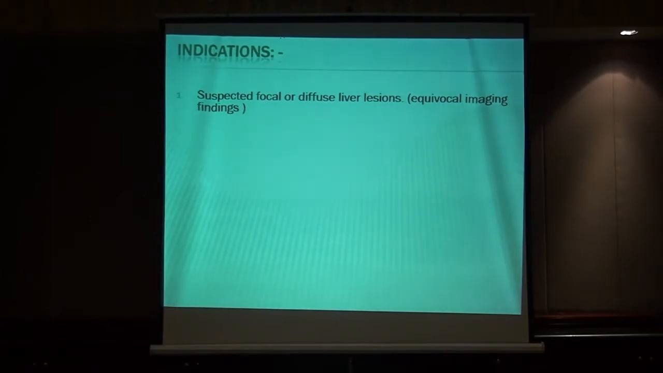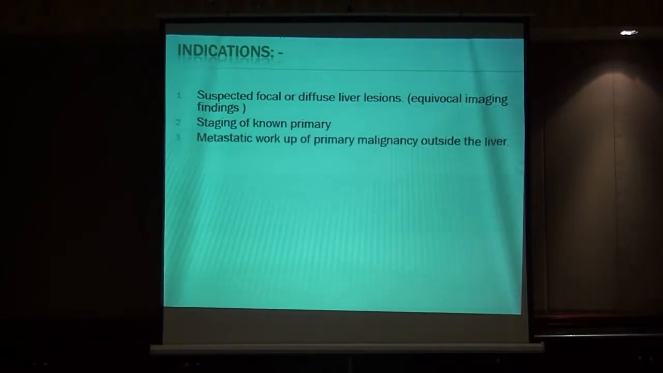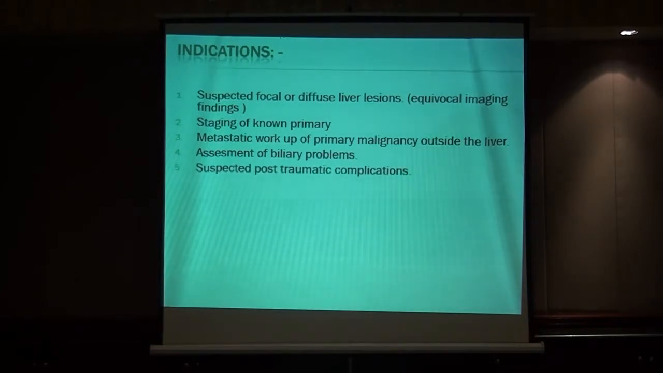Indications of liver imaging when there is suspected focal or diffuse liver lesions, which have equivocal imaging findings in ultrasound. Staging of a known primary. Metastatic workup of primary malignancy outside the liver. Assessment of biliary problems. Suspected post-traumatic complications.